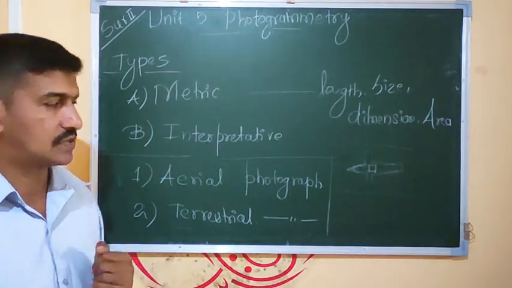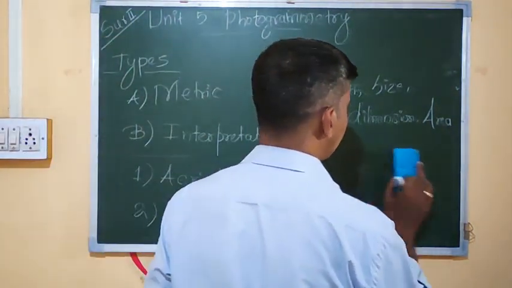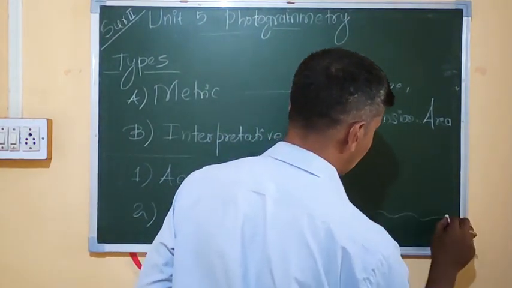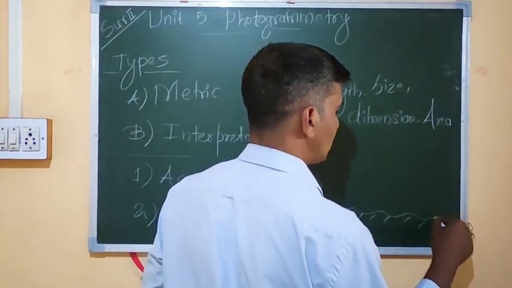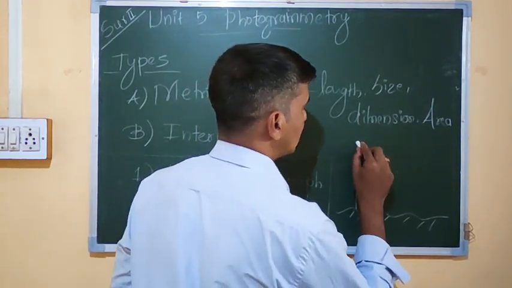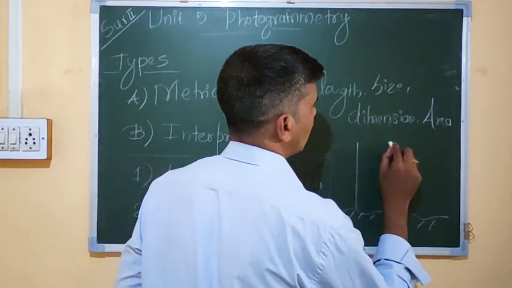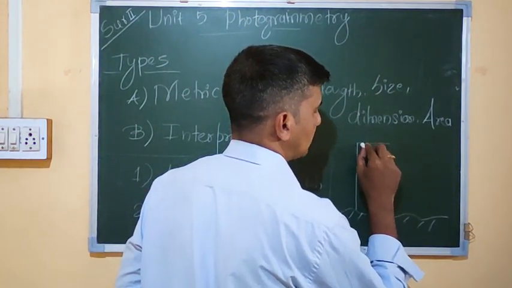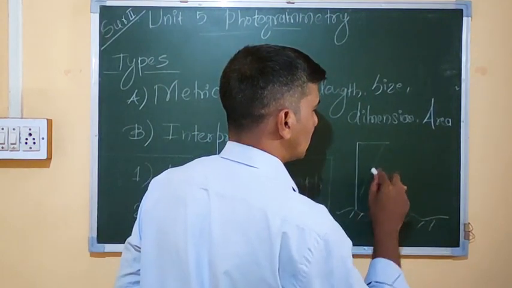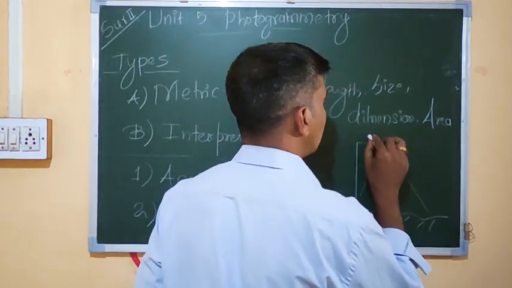What is a terrestrial photograph, second year? If I try to explain it, suppose this is the ground level, and the camera is mounted on some vertical member just like this, and it will be capturing this particular area. So the camera is over here.